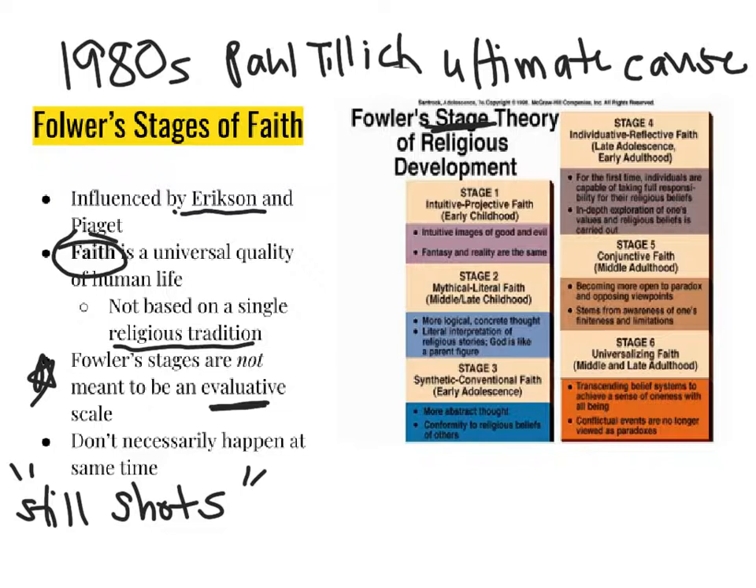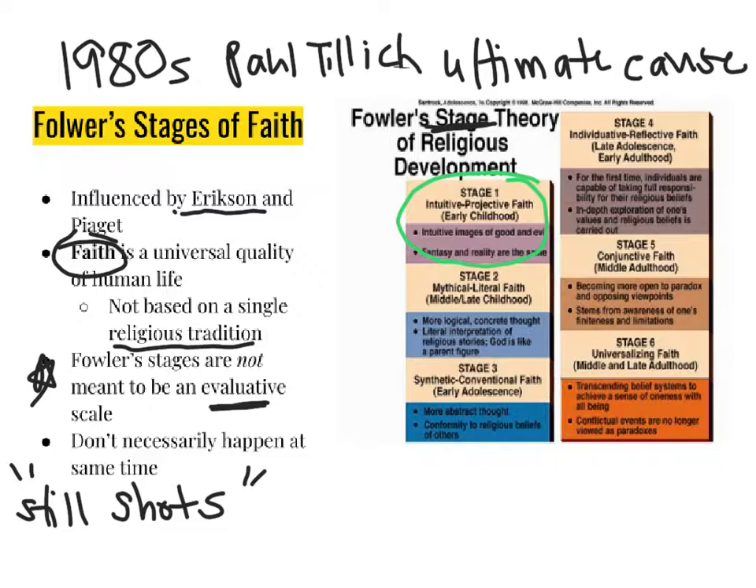So if we look at stage 1, the early intuitive projective faith, so early childhood. It says intuitive images of good and evil, fantasy and reality are the same. So this is where kids look at God as sort of this cosmic Santa Claus in the sky. God's good, devil bad. There's a very basic level of understanding of God.